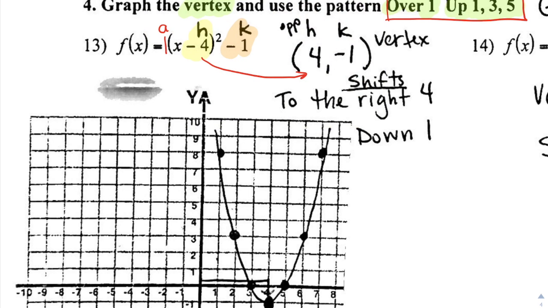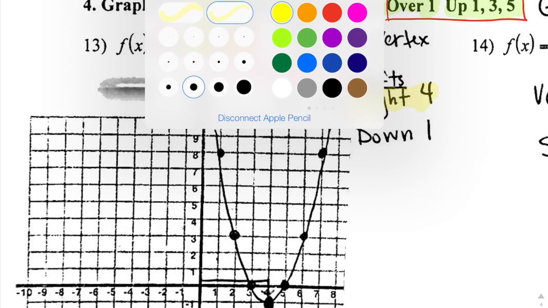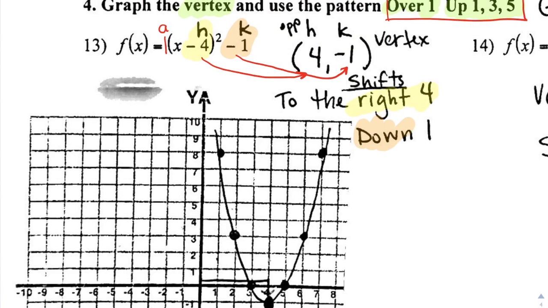the graph then 4 to the right. And then the K value is -1. It's on the outside of our parentheses in our vertex. And so that sign's going to stay the same. And that's going to shift our graph down by 1. So I identified the vertex. I wrote my shifts in words. And then I would graph it.